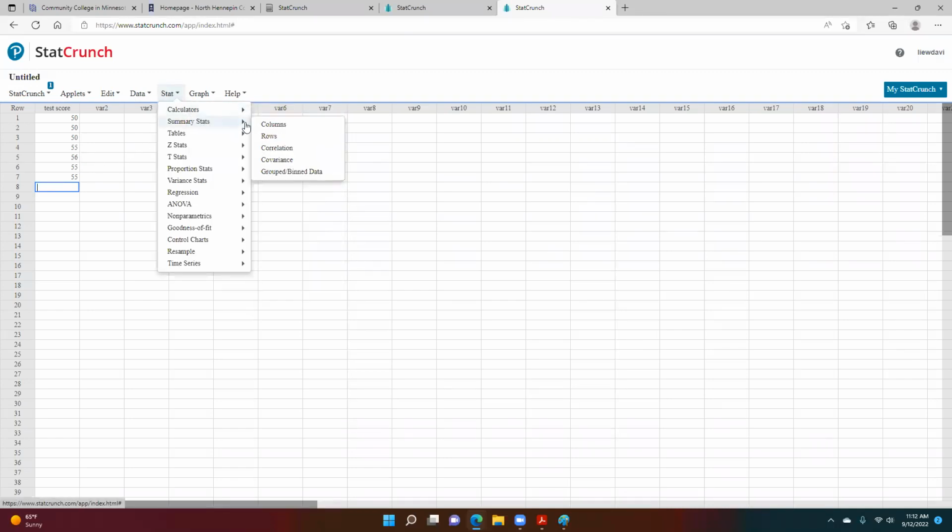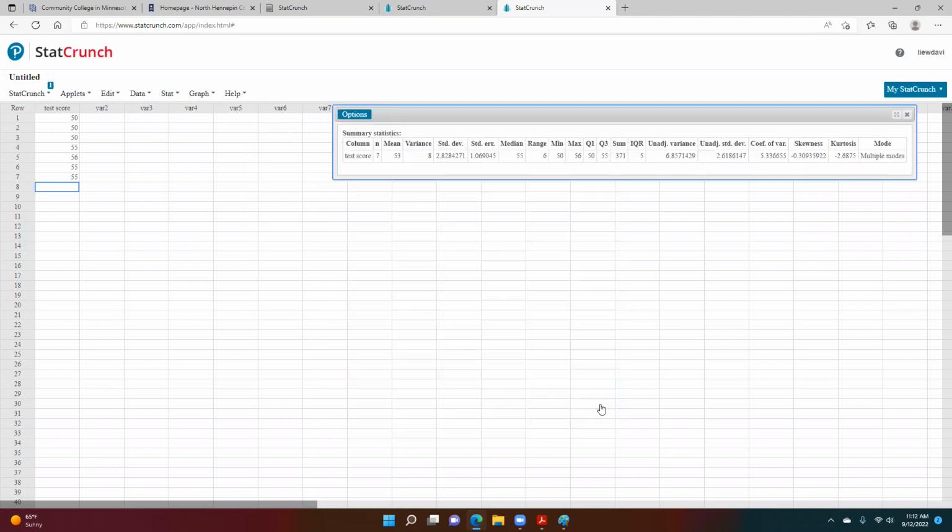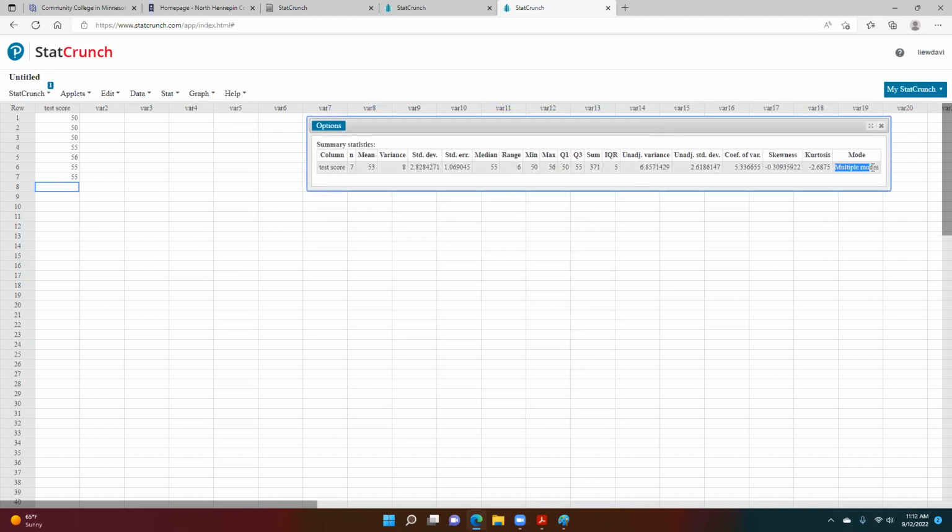So you go back the same way: Stat, Summary Stats, Column, and choose test score. Again, click on N, then hold the control button on your keyboard and press the letter A. Control A selects everything, and you hit compute. This is where you will see that StatCrunch doesn't tell you what the modes are, it just tells you it's multiple modes. So how do we fix this issue? We know the modes here are 50 and 55.